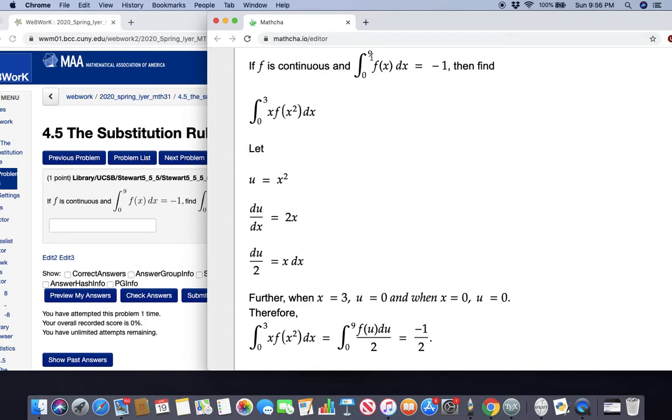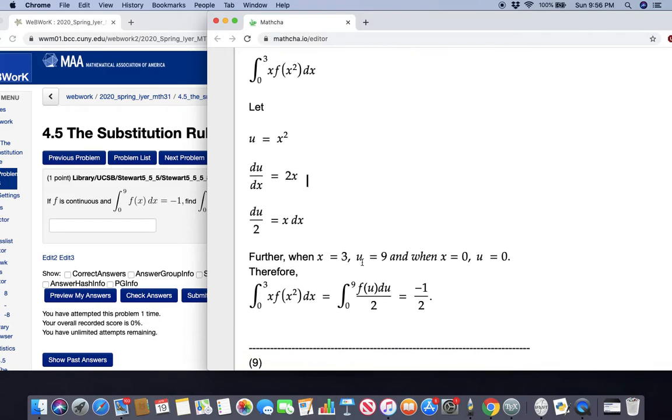Now, let's understand the limits. When x is 3, u being x squared, u is 9, I'm sorry. All right. When x is 3, u is 9. When x is 0, u is 0. Okay. So I'm referring to the x limits here, because we don't know this integration.